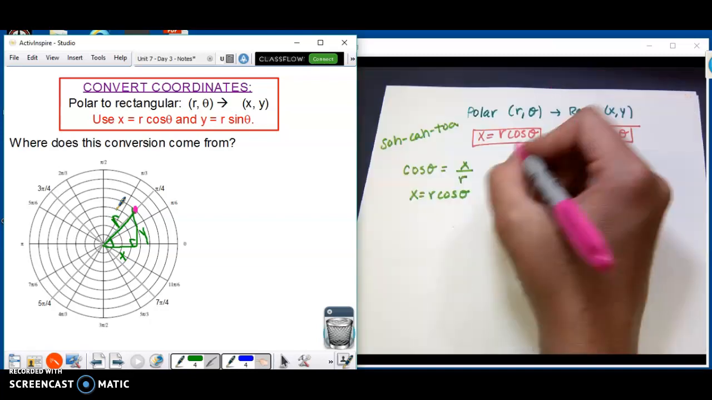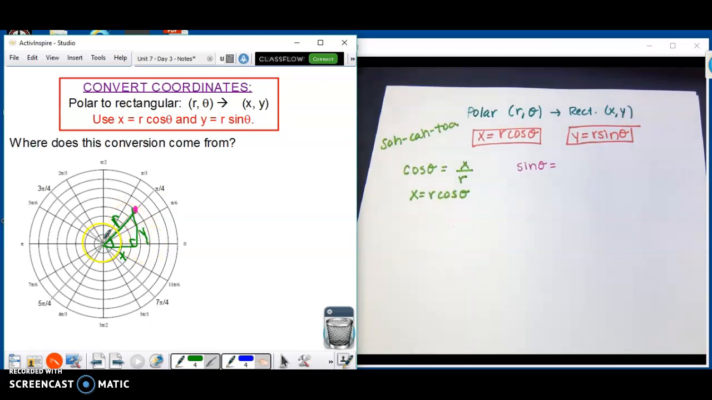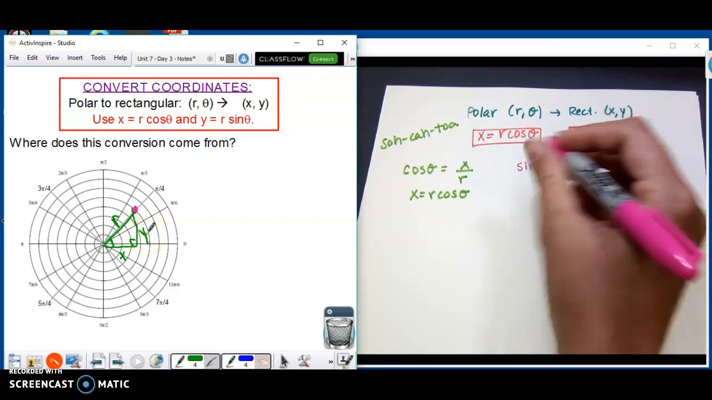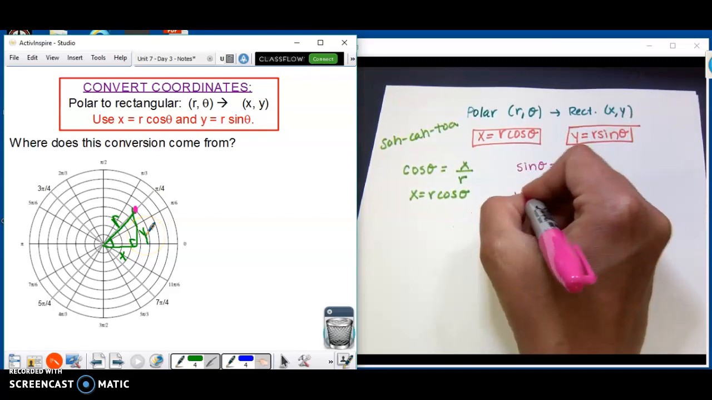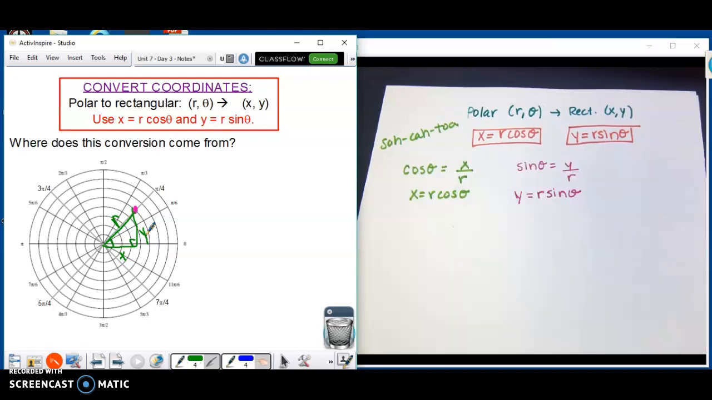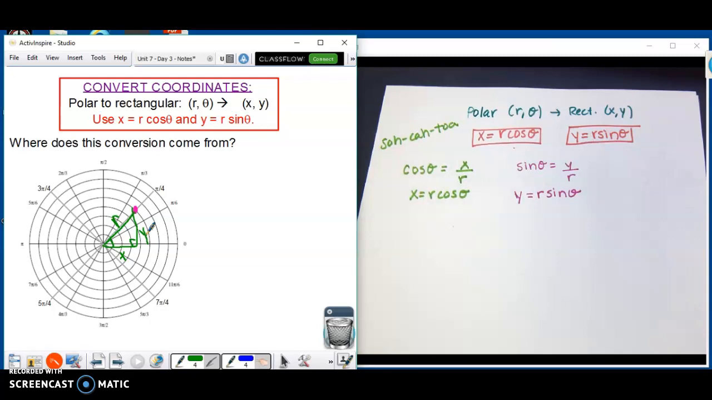Same thing if I was to do sine theta. Sine from SOHCAHTOA is O over H, opposite is y over the hypotenuse, which is r. So if I solve this for y, y would be equal to r sine theta. So when we're converting from polar to rectangular, we're going to be using these two formulas: x equals r cosine theta, and y equals r sine theta.